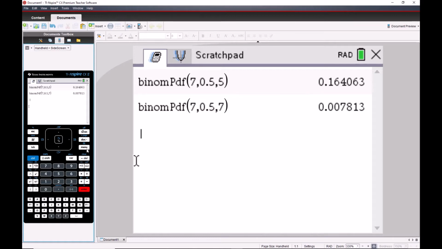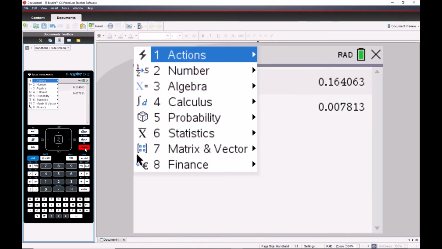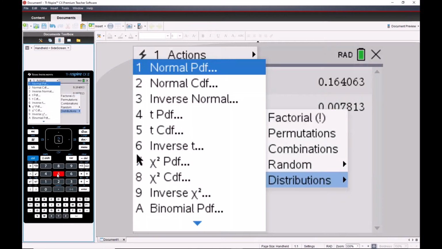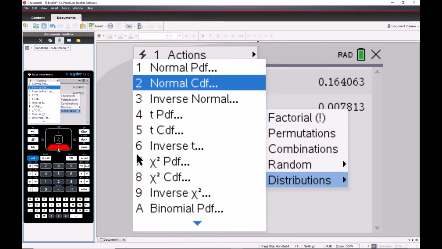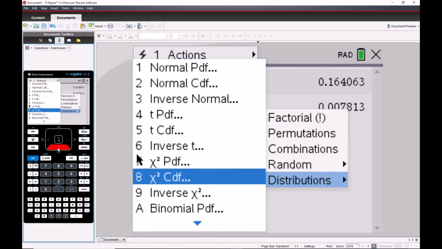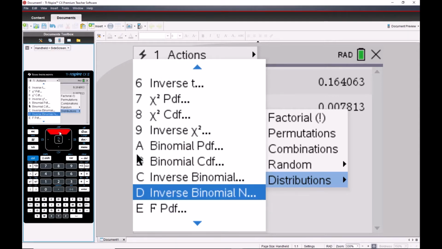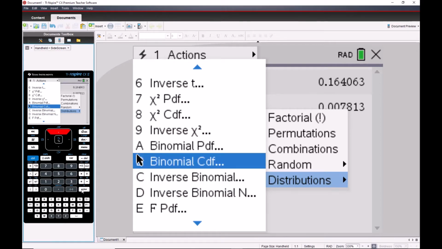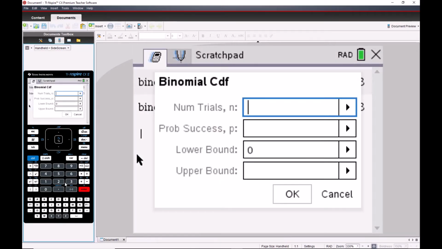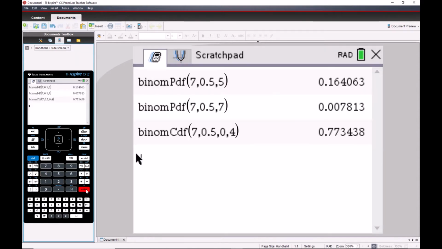That is a CDF. So we're going to have to go back into the menu, 5, and hopefully I won't have to struggle too much to find binomial CDF. Should be this one right here. Hit enter. All right, so that again is 7 trials. Probability is still 0.5. We're doing 0 to 4. So that's the key to getting these right, is to think, what is my range of values that I need? And hit OK. All right, that's a pretty strong chance.